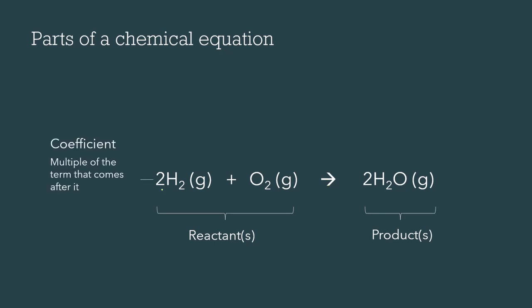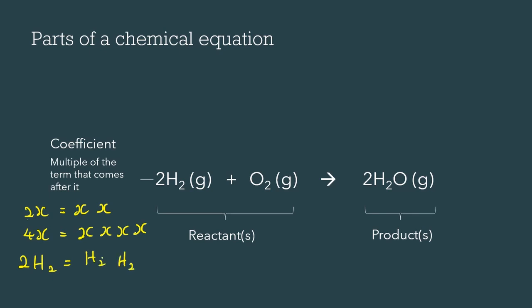Next, this big number that lies on the left-hand side of some of the terms is called a coefficient. And the concept of coefficient here is similar to the concept of coefficient in algebra. Coefficients are multiples of the term that comes after it. In algebra, if it's 2x, what it means is that there is 2 of x. 4x means that there is 4 of x. Similarly, 2H2 means that there is 2 of H2.